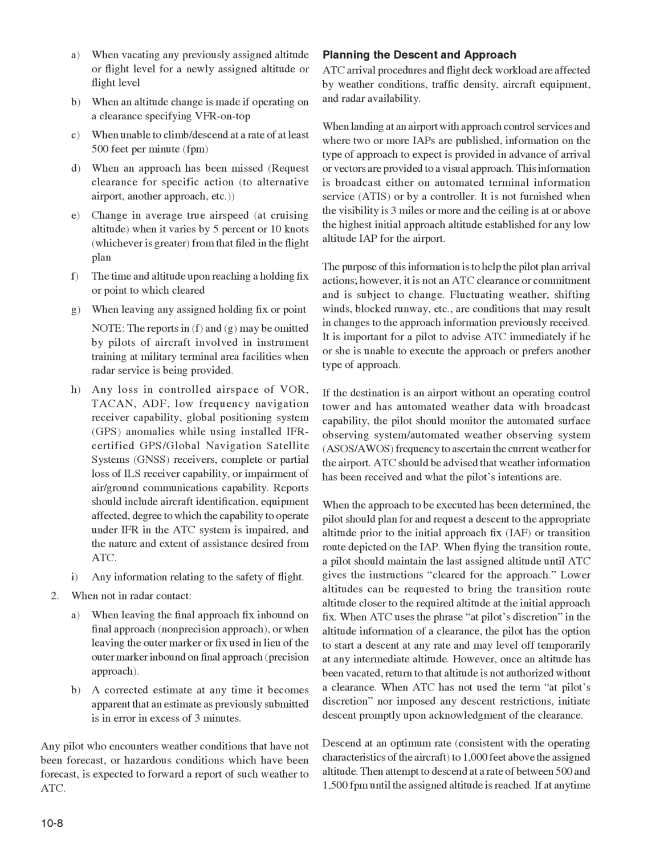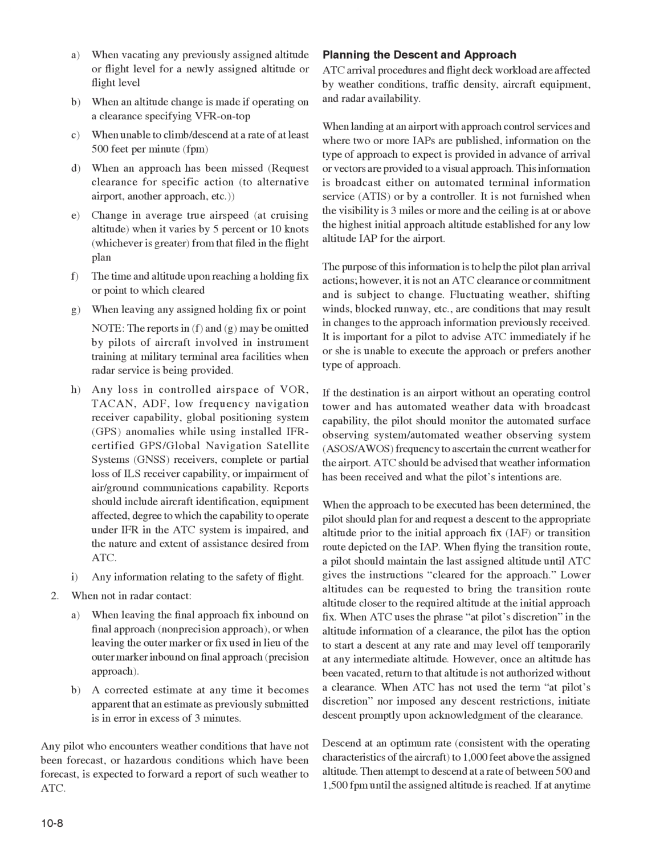H. Any loss in controlled airspace of VOR, TACAN, ADF, low frequency navigation receiver capability, global positioning system, GPS, anomalies while using installed IFR certified GPS/global navigation satellite systems, GNSS, receivers, complete or partial loss of ILS receiver capability, or impairment of air/ground communications capability. Reports should include aircraft identification, equipment affected, degree to which the capability to operate under IFR in the ATC system is impaired, and the nature and extent of assistance desired from ATC.